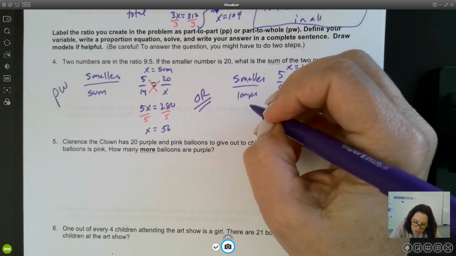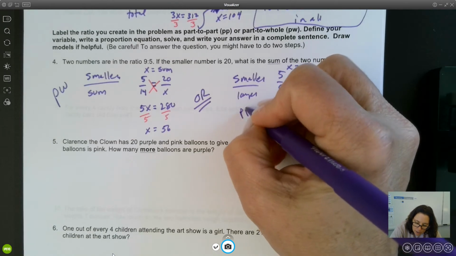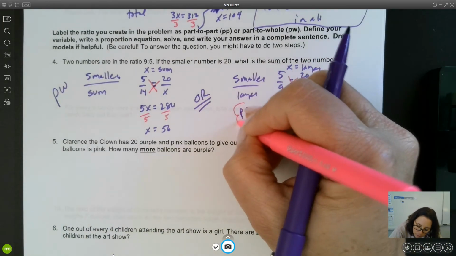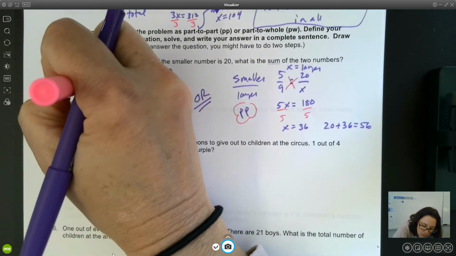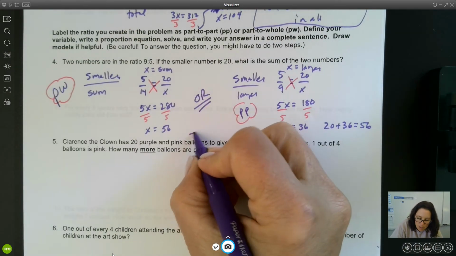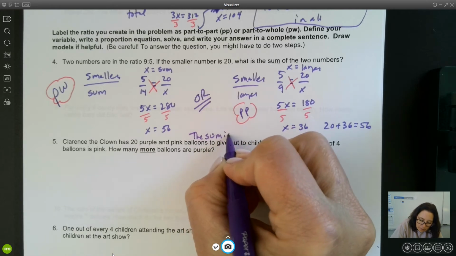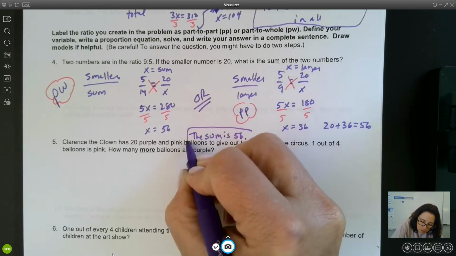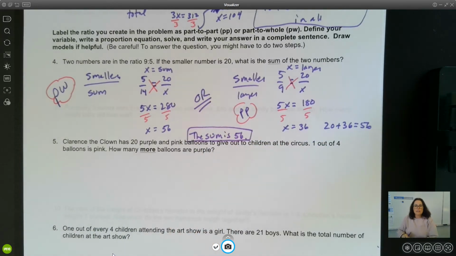Okay, so this is done as a part to part. Let me put a little, this is done as a part to whole. However you choose to do it, the sum is 56. That's your answer. Okay, you do not have to do both ways. You just need to do one way. Hopefully it's one of those 2.